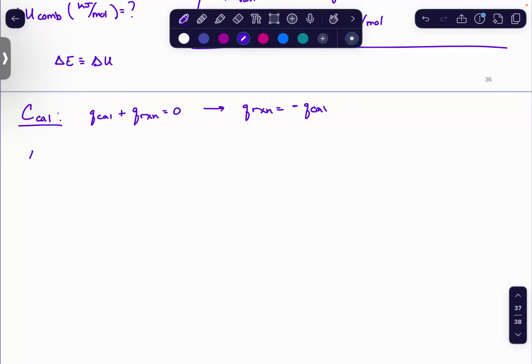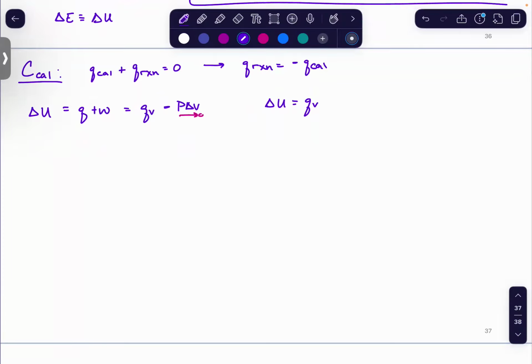And so then we're going to say, well, delta U is Q plus W, or Q minus P delta V, but it's constant volume, so that's zero. Delta V is zero. So that means our delta U equals our heat.